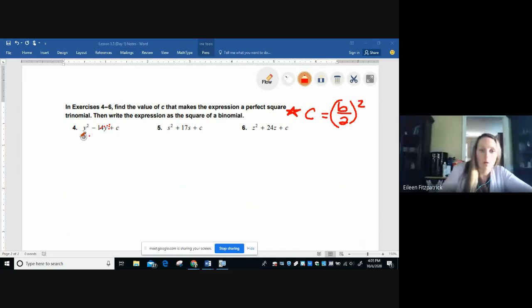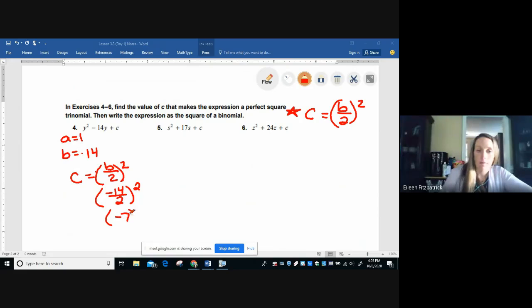Okay, so when we look at this first problem, my a value is 1. It's the coefficient of the y squared. My b value is negative 14. Okay, so c is going to equal b divided by 2 squared. So I'm going to have negative 14 divided by 2 squared. That's negative 7 squared. So that's 49. Okay, so now I know that c is equal to 49.